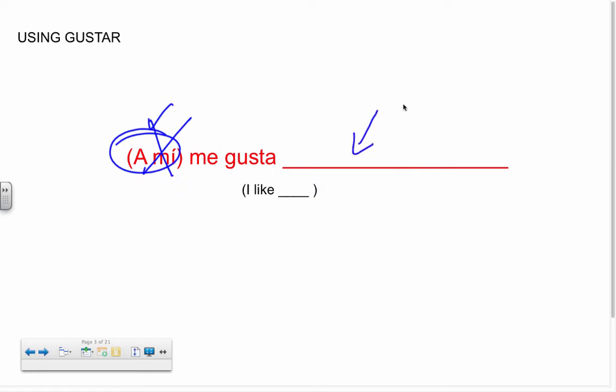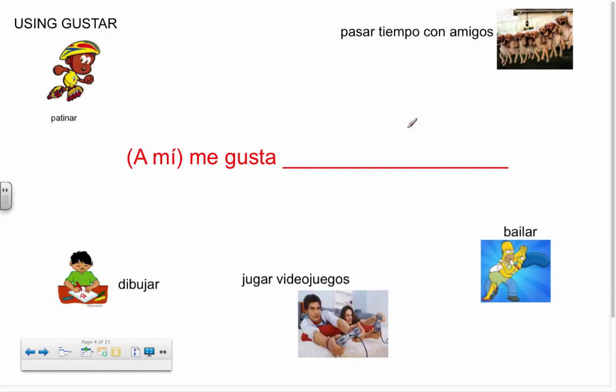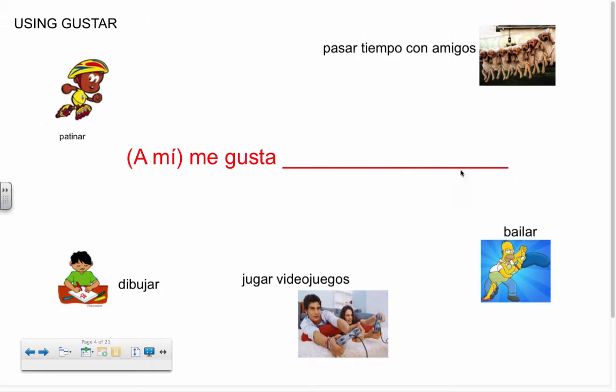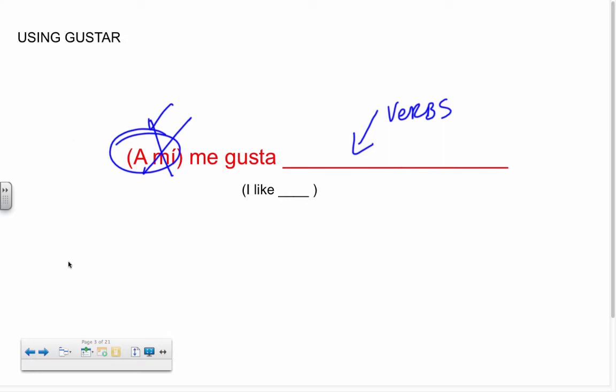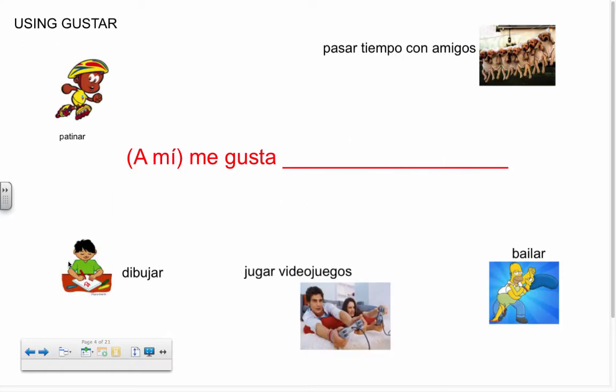In here are going to go the verbs. All the verbos that we learned just yesterday, actually. So here I have a bunch of verbs that we did yesterday. I have patinar, pasar tiempo con amigos, bailar, jugar videojuegos, dibujar. So we're going to use this sentence we're just focusing on. And right there in the blank, we can plug in anything.